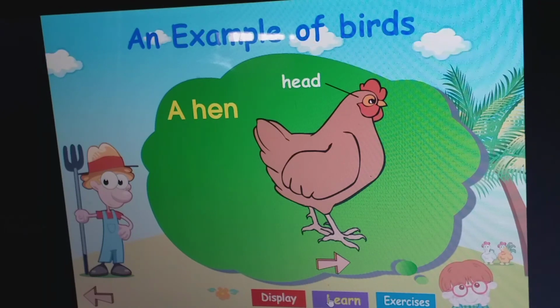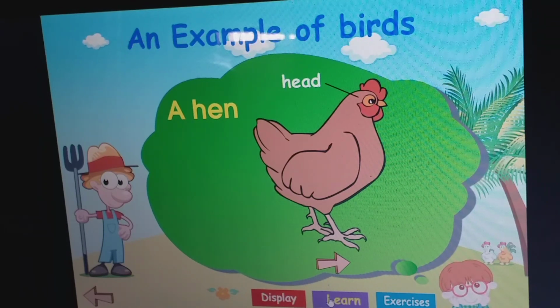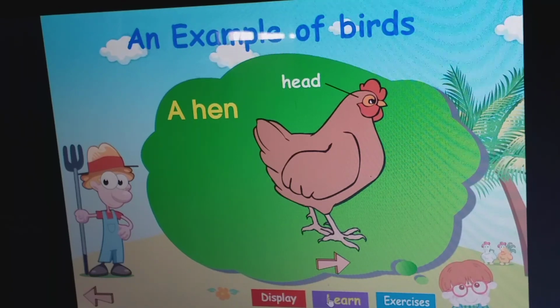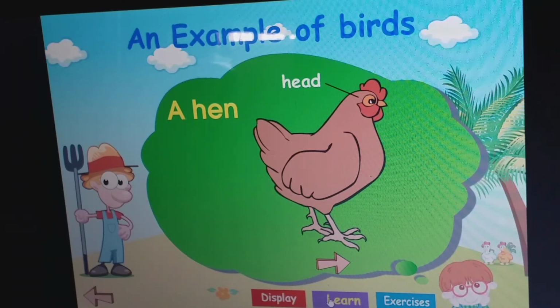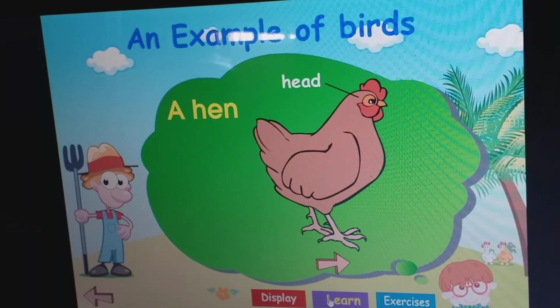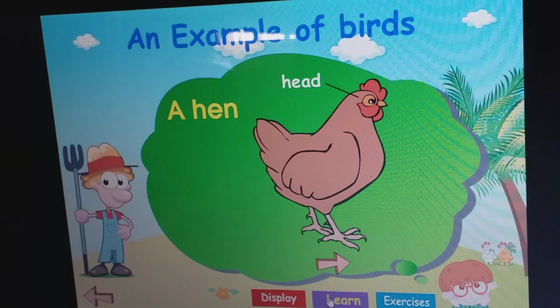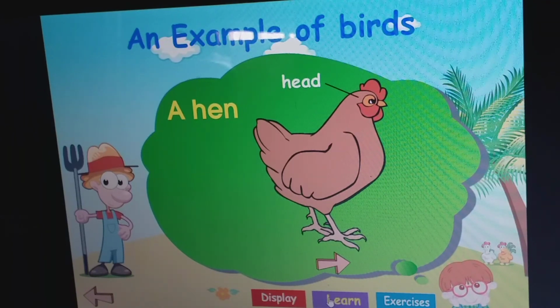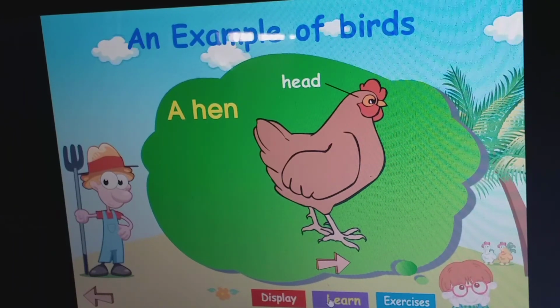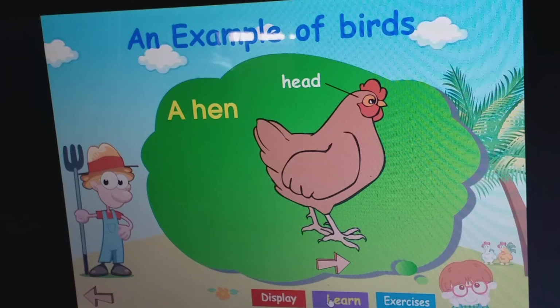We know a male chicken doesn't produce eggs. Only a female chicken is a hen. A hen is very important to us as human beings. Why? Because hens give us meat and eggs.